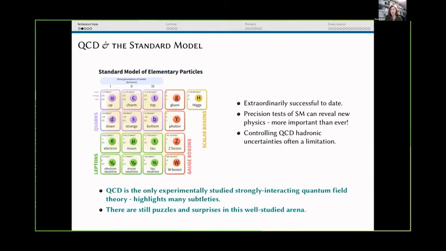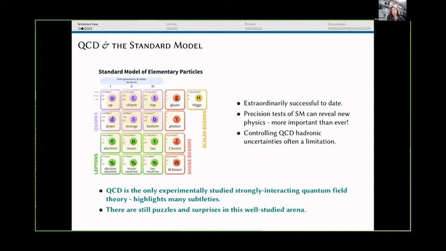Okay, so since Sebastian wasn't here, I get to show some information about the standard model. I sort of thought he might have already done this, and then I would be repeating, but I don't feel so bad now that this is the first time that we look at the standard picture of elementary particles in the standard model, which of course, as we know, has been extraordinarily successful to date. Although of course precision tests of the standard model are more important than ever as we look for signs of new physics. And very often, and we've seen this very recently, controlling the hadronic uncertainties can be a limiting factor in these searches for new physics.